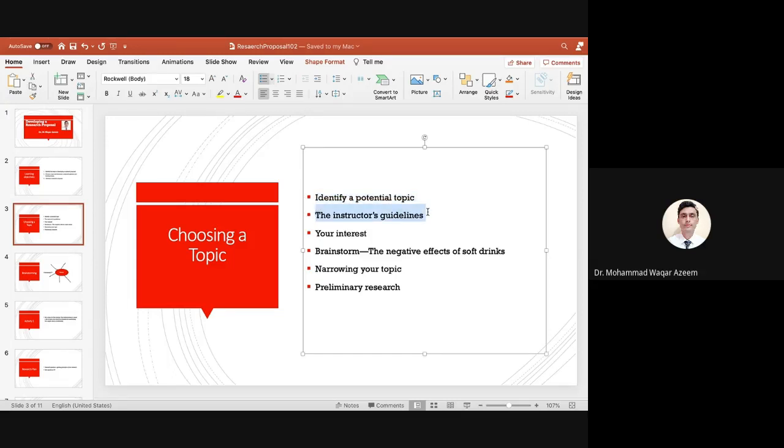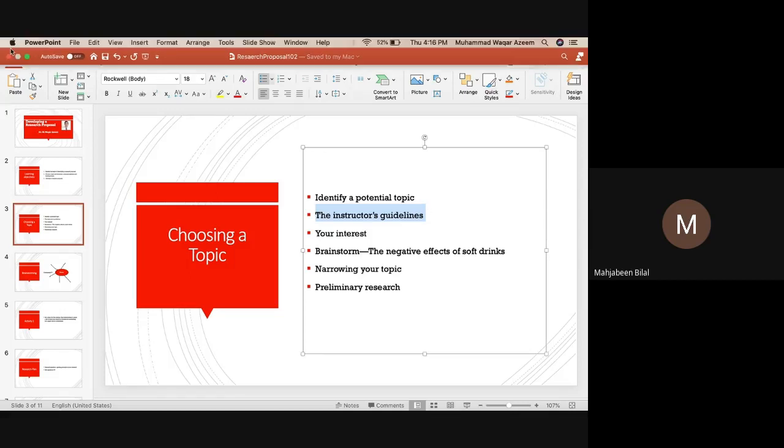You will know it from the guidelines from your instructor. In all the courses that you take, always apprise yourself, make yourself aware of the guidelines. You can make like a proper close-ended question on it.